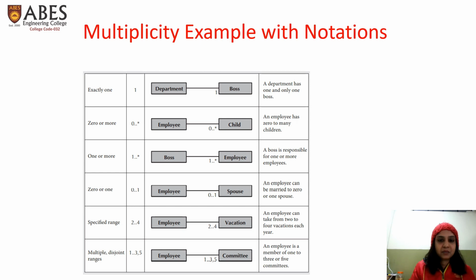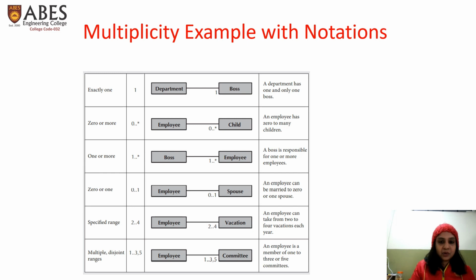Suppose I am having a class department, another class is boss. A department has one and only one boss. So I will write here 1. So this is an exactly one multiplicity. Second example is we have an employee class and we have a child class. An employee has 0 to many children. So I will write 0..* over here. It is 0 or more kind of multiplicity.